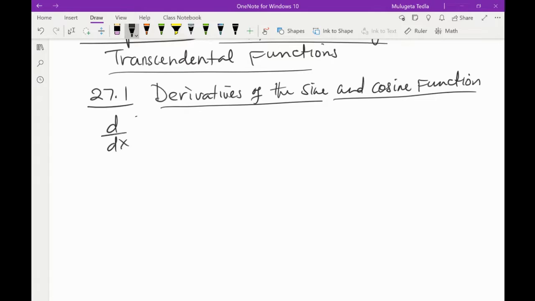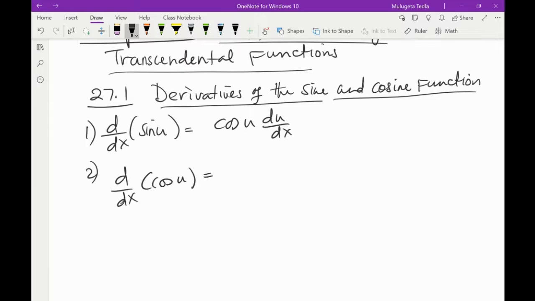d by dx of sine of u is cosine of u times du by dx. This is one. The second one is d by dx of cosine of u is minus sine of u times du by dx. You can prove them. The book has done it. You can see it on page 833.